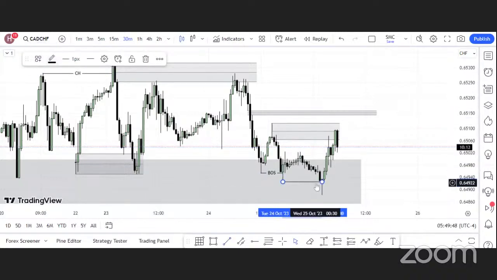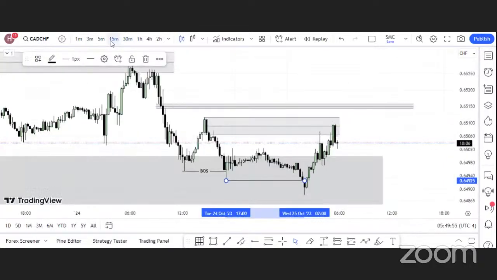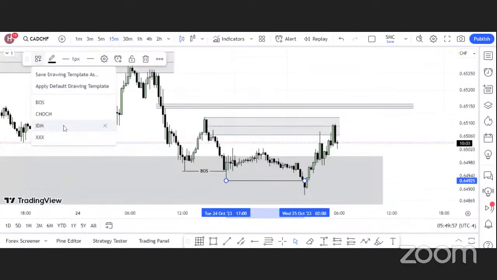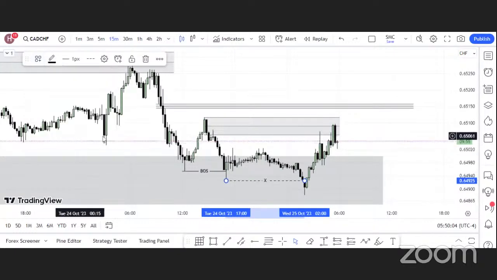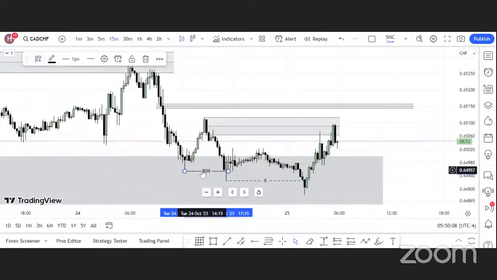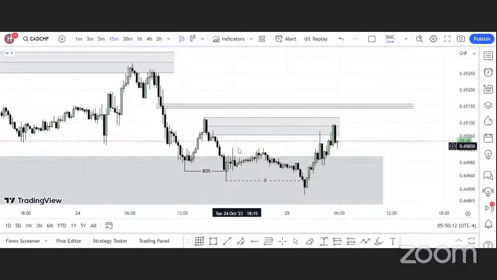But I won't consider this a break of structure because it's weak. Okay, let's go to the lower time frame. Let's go to the 15-minute time frame. Okay, so we have a body on the 15-minute time frame, so it's a valid break of structure. But that can also be our liquidity because the market went above the zone. All right, so we have this, then the market made this move. So this can actually be our change of character.